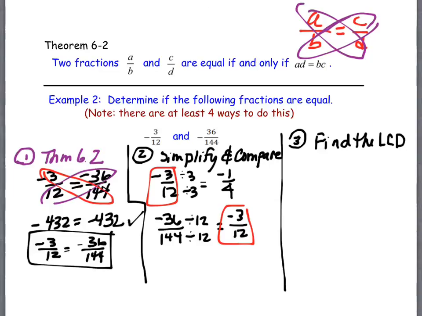Because if you take a look at the 12 and the 144, you probably recognize that 144, just like you did a minute ago, is divisible by 12, which means that if you take the 12 that's already there in the 3 over 12 and you multiply it by 12, you would get the 144 that's already in the other one. And then if you multiply that negative 3 times the 12, you get the negative 36, which is exactly what the other one was. Right? They are equal from that perspective.